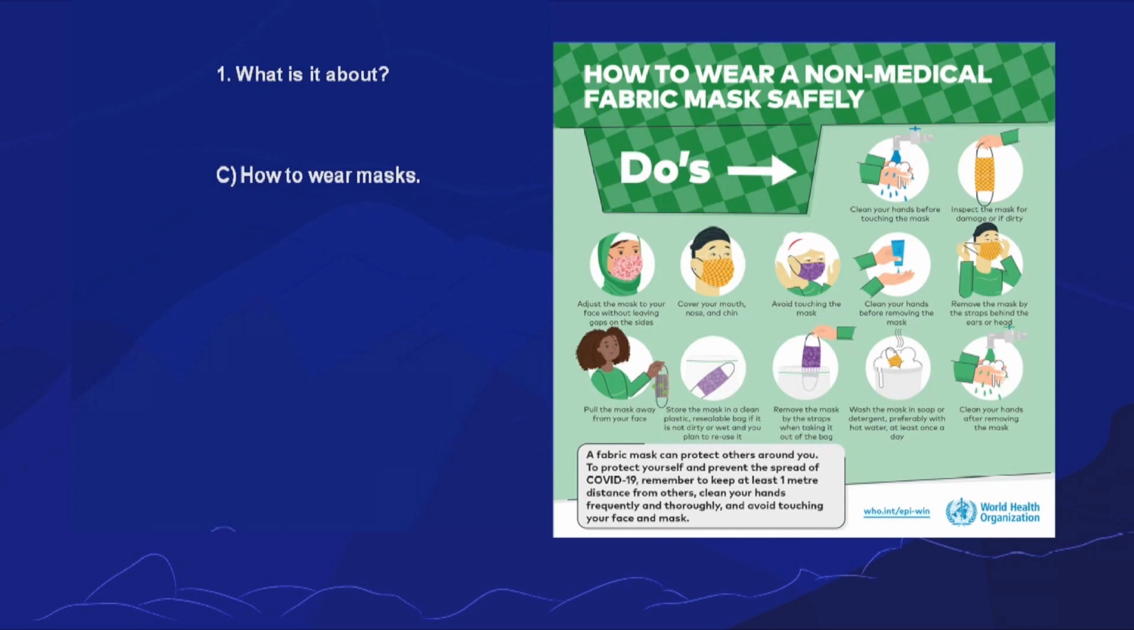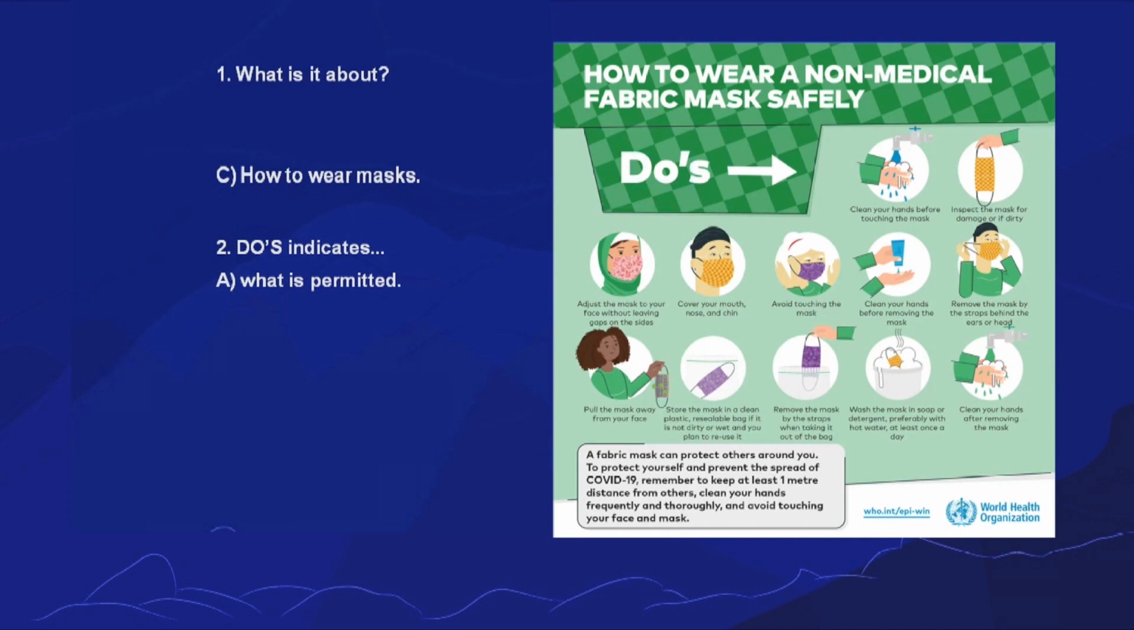Now, pay attention to this part of the text. Do's. Do's indicates letter A, what is permitted, or letter B, what is not permitted. What's the answer? Letter A, what is permitted.